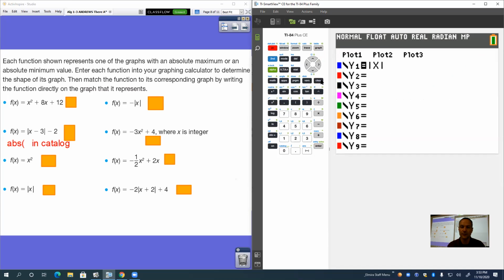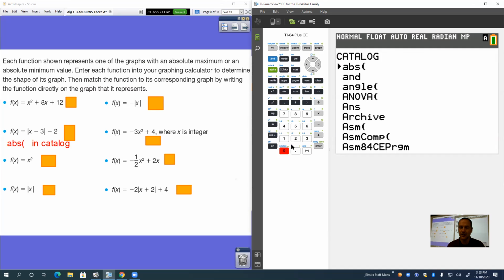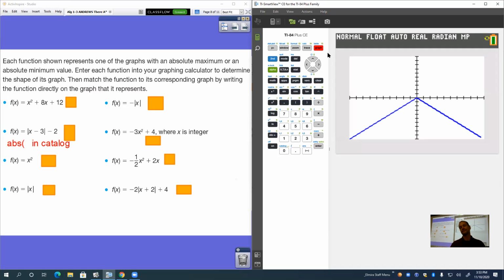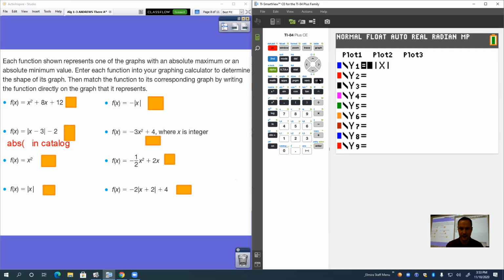Go back to y equals, clear out what's there. We want negative the absolute value of x. So hit the negative sign first, second and catalog, hit enter. We just have an x inside of there. We can tab out. So negative absolute value of x, hit graph. This one has an absolute maximum. This is the highest point on the graph at the top of the upside down V. That's the absolute maximum.